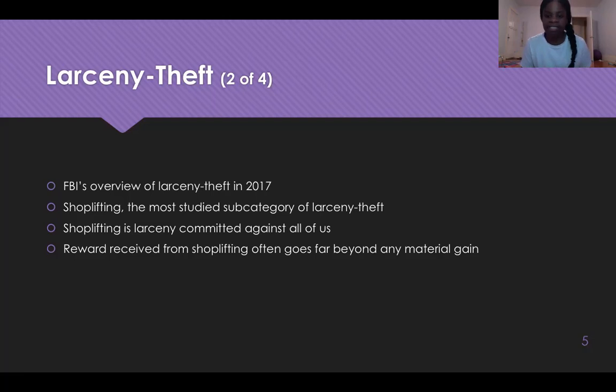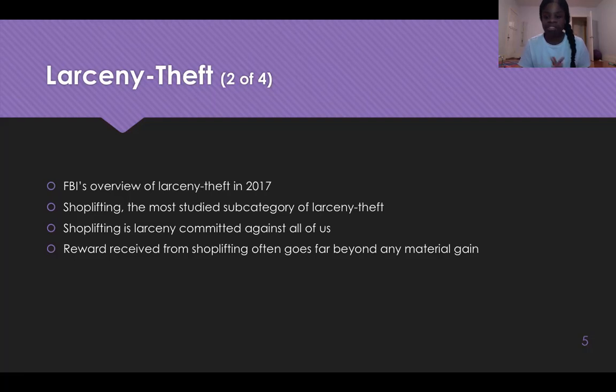Shoplifting is, again, the theft of goods exposed for sale by a person other than an employee in a store, and it's also the most studied subcategory of larceny theft. According to the National Association of Shoplifting Prevention, NASP, there are more than 500,000 incidents of shoplifting every day in the United States, resulting in a loss of $13 billion worth of goods. It costs the average American family about $450 per year in increased prices imposed to cover the industry's losses.